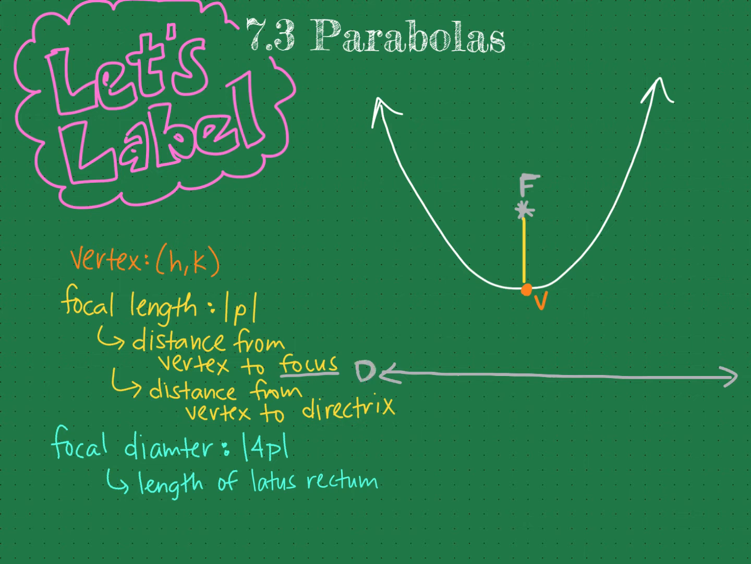We'll call that D for directrix. The distance from the vertex to the directrix is also P. So this length is P, and this length is also P. That is called the focal length.